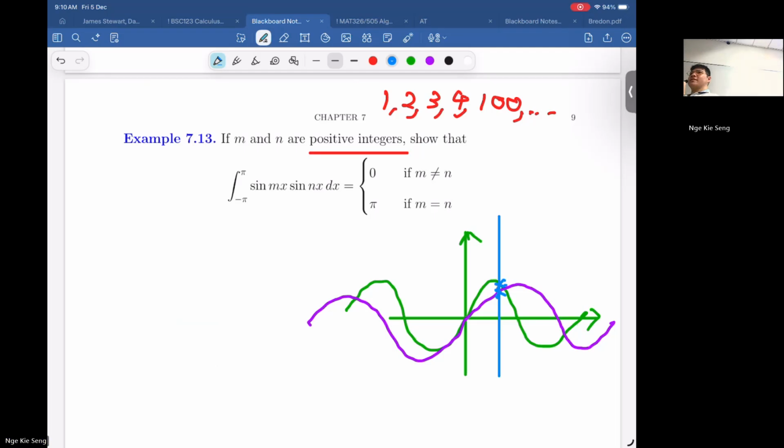Makes sense? So for example, at this point, let's say at this red point here, what's the value of the product? You have something from the purple graph, something from the green graph, multiply them together, what do you get?